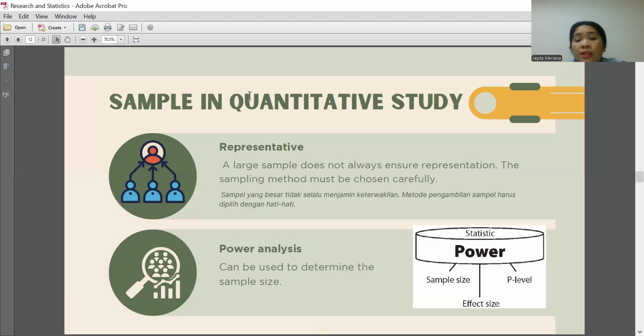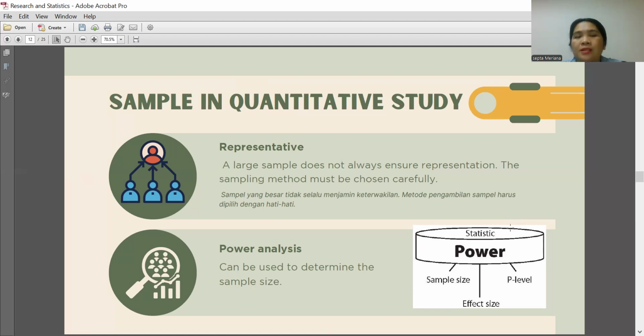So in a quantitative study, what kind of sample can we use? That's the question. The first one, it must be representative of the population. A large sample does not always ensure representativeness. What if you take the wrong sample? So you must use the sampling method very carefully. We also talk about power analysis, which can be used to determine the sample size.